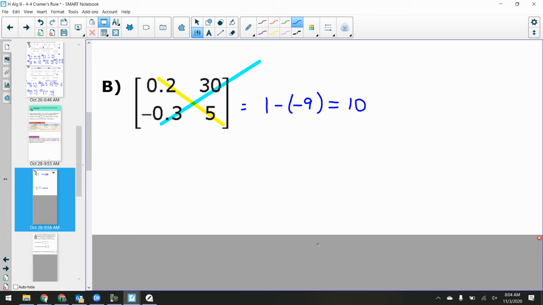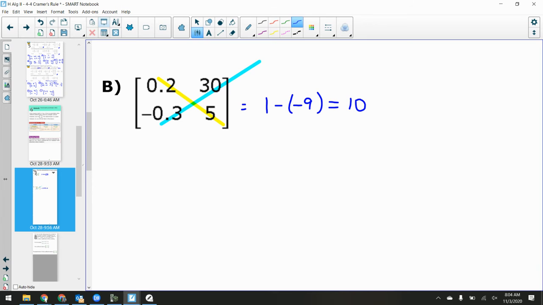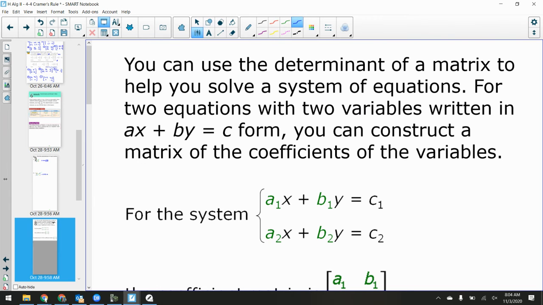Questions about that one? We good? All right. So determinants, pretty easy to find, right? Just a simple operation, especially with a 2x2. Now, we can use determinants to actually find solutions to systems of equations. See, this is how it's going to tie in.